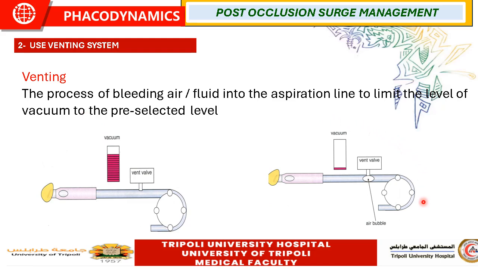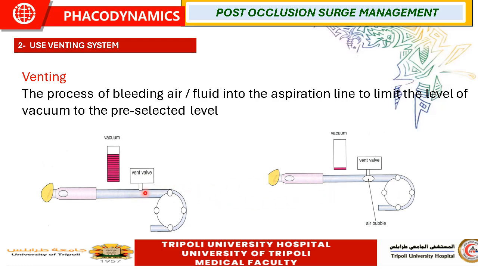Because in the Venturi pump, we usually use rigid cassettes with very non-compliant tubing. The need for venting is less in that system as compared to the peristaltic, in which we use compliant tubing, however, it is not that stiff like in the Venturi pump.